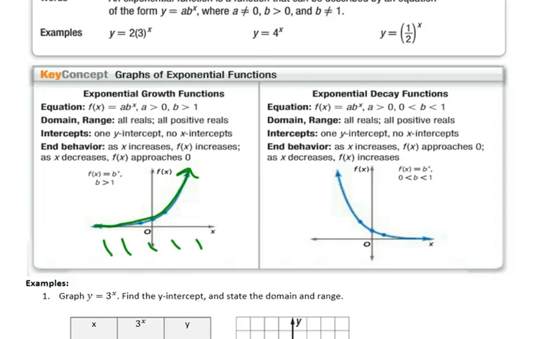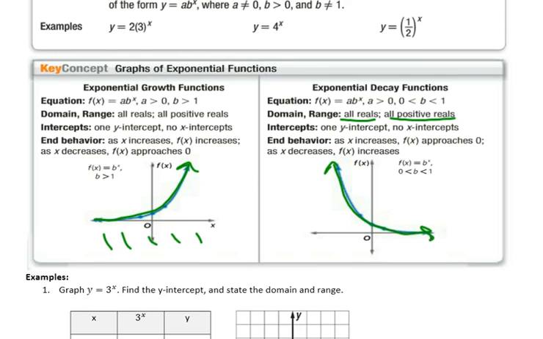In a decay, it is decreasing, right? When things decay, they lessen. That's what that's talking about. So again, our domain is all reals. Our range is all positives, greater than 0. No x-intercept, no y-intercept. So you can go through and kind of read those.